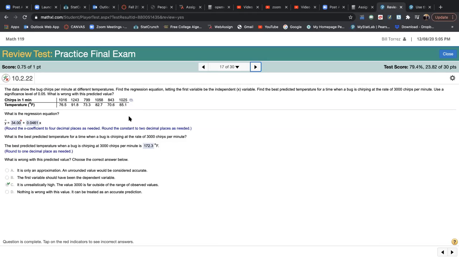Now, before we start this, notice that 3,000 is a value for your x variable which is outside the range of the data. So we would be doing something that's a little bit risky, known as extrapolation. We're taking a value of x which is outside the range of the data. 3,000 is much bigger than 1,025.